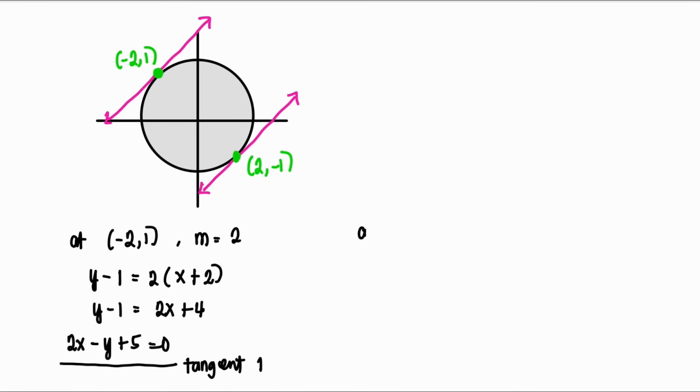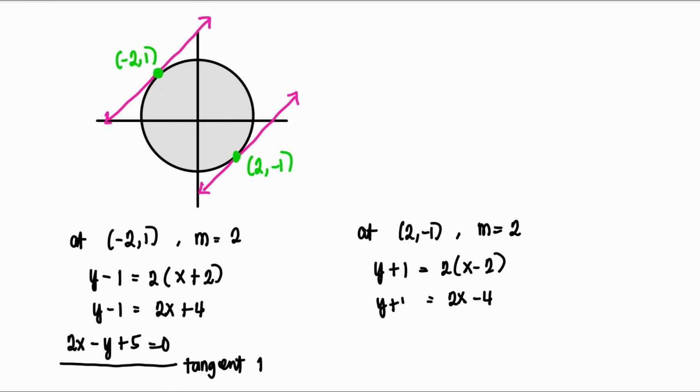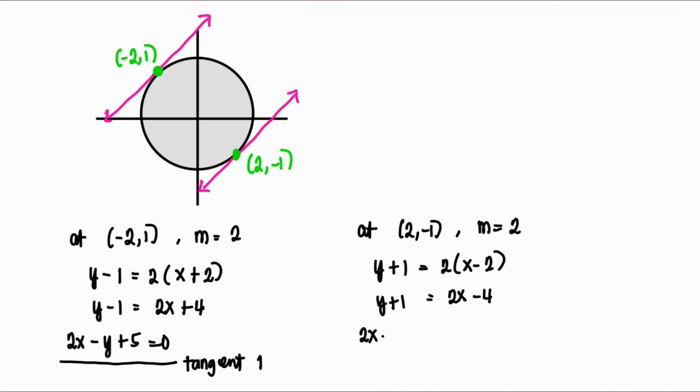Tangent 1. But if we're talking about the line passing through (2, negative 1), again the slope is still positive 2, then that's y plus 1 equals 2 times x minus 2. So 2x minus 4, y plus 1. So the general equation is 2x minus y minus 5 equals 0.